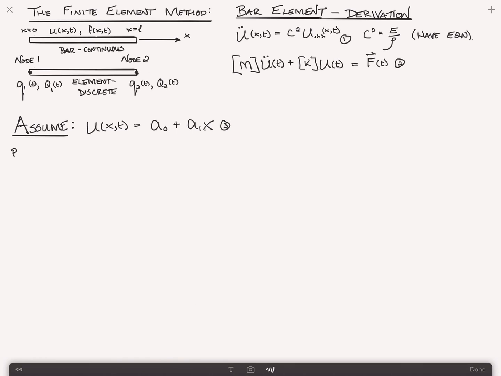Okay? And the boundary conditions are as follows. At x equals 0, u of 0 comma t is simply equal to q1 of t. If we substitute 3 into 4, that gives us that A0 is equal to q1.